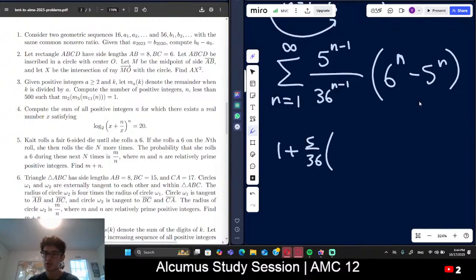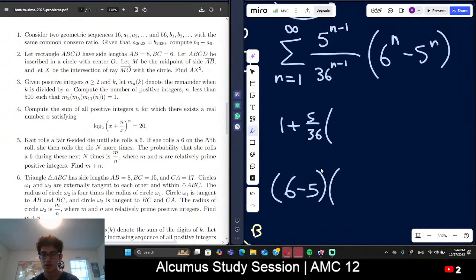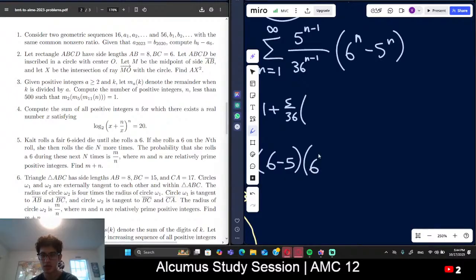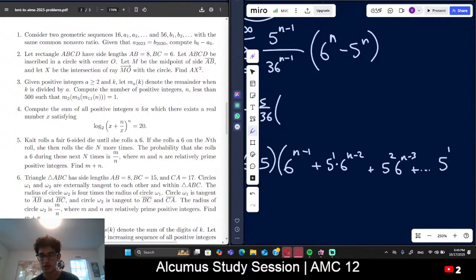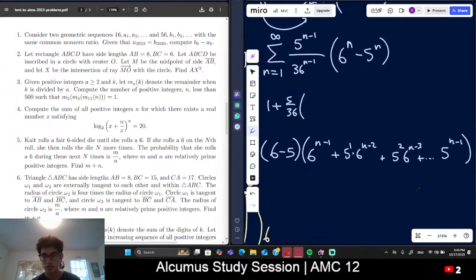Wait, there's a formula for this. It is 6 minus 5 times something. I think it's like 6 to the n minus 1, obviously, plus 5 to the first times 6 to the n minus 2, plus 5 squared times 6 to the n minus 3, and so on. And that's going to continue all the way until we get 5 to the n minus 1. Now, is this correct? I think so. I think this actually works, which is good.